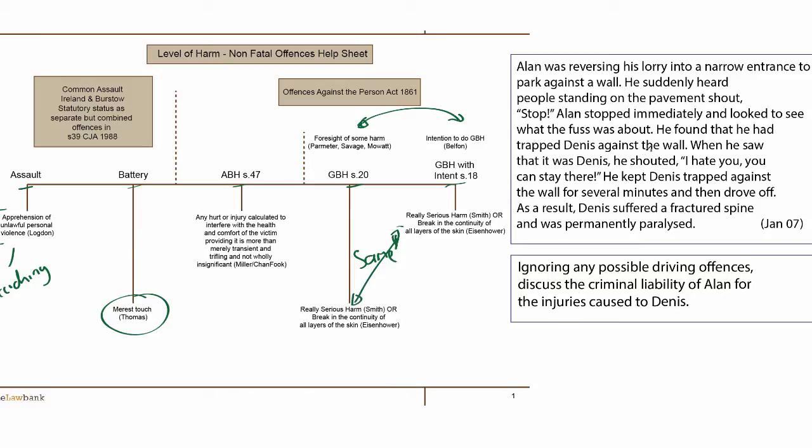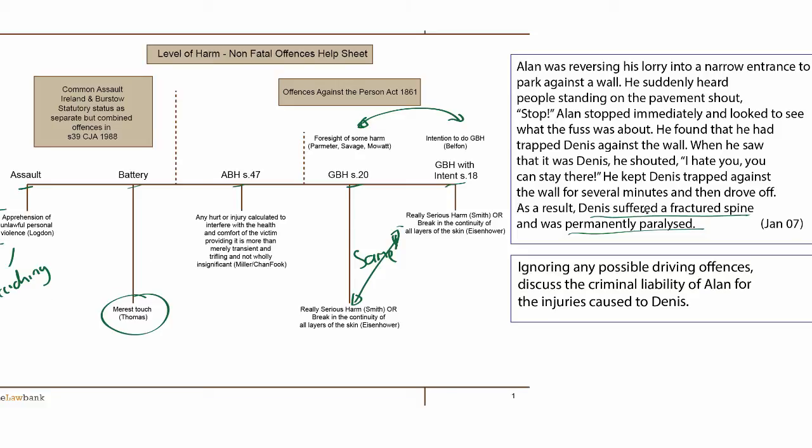And then we look for the level of harm, because the question asks us, ignoring the driving offences, what is the criminal liability of Alan for the injuries caused to Dennis? So the injuries caused to Dennis, if we read through the scenario, are here: fractured spine and permanent paralysis. So the way to decide what this is, is by going back to our chart.